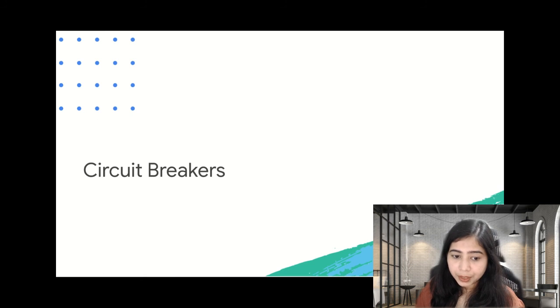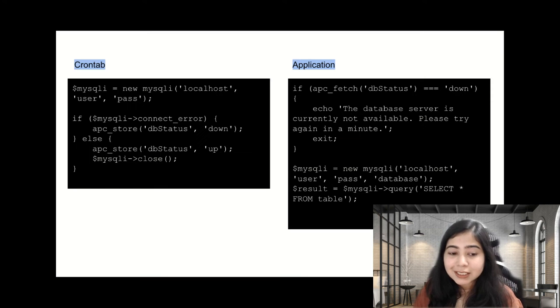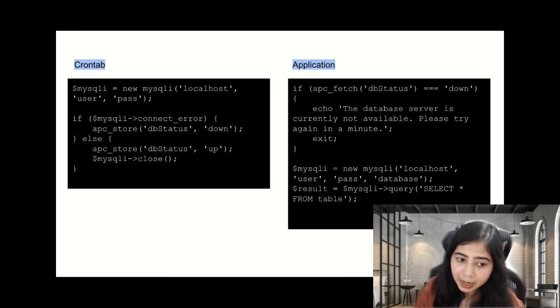Moving on to circuit breakers. The circuit breaker pattern enables an application to check if a failure has been resolved and to retry only if it's fixed. Let's look at a very simple example. This is a very simple example, but it gives you a clear idea about how a circuit breaker possibly works. So let's say there is a cron tab or a program that periodically checks for availability of, let's say, a database. So on the left hand side diagram, if you see, we make a connection to the MySQL server and we check if there is an error.